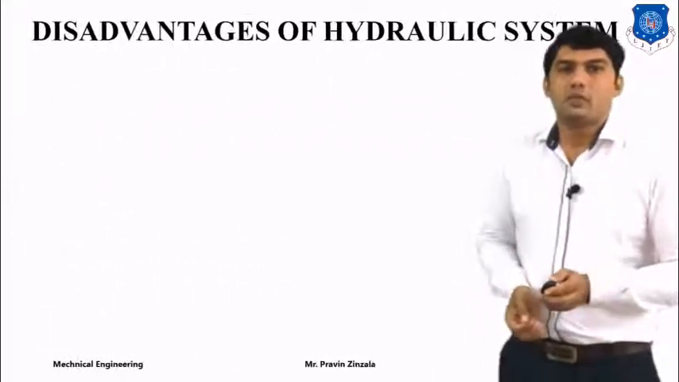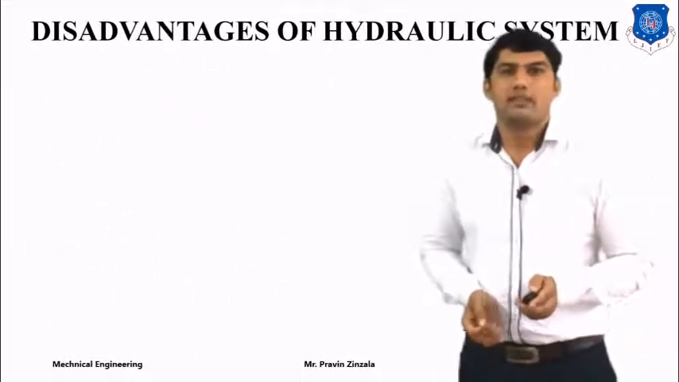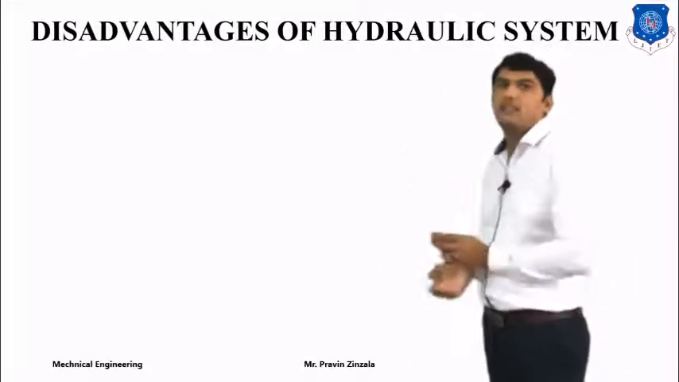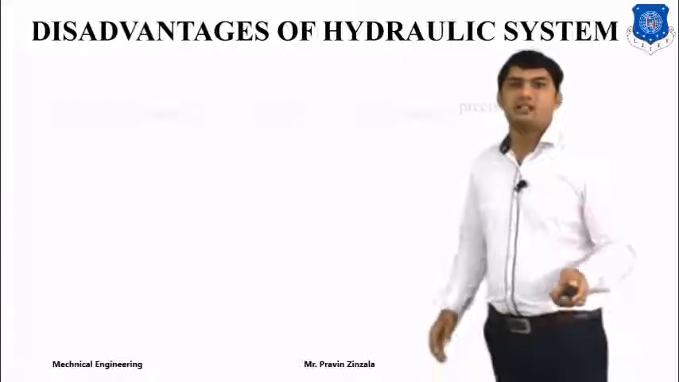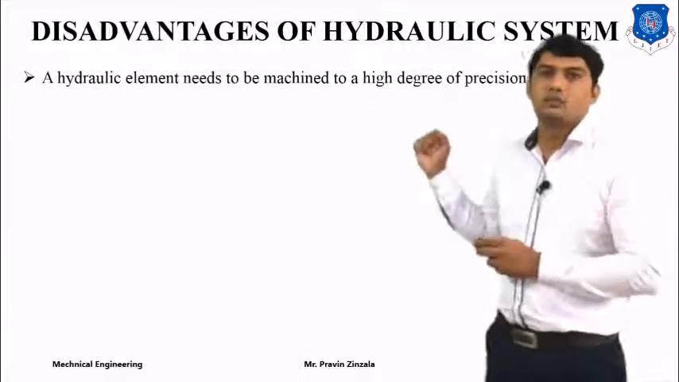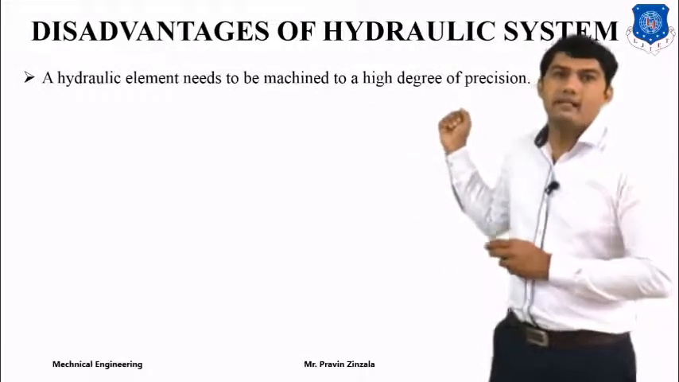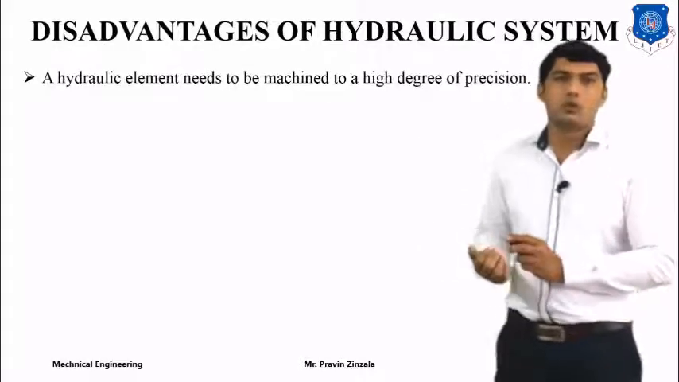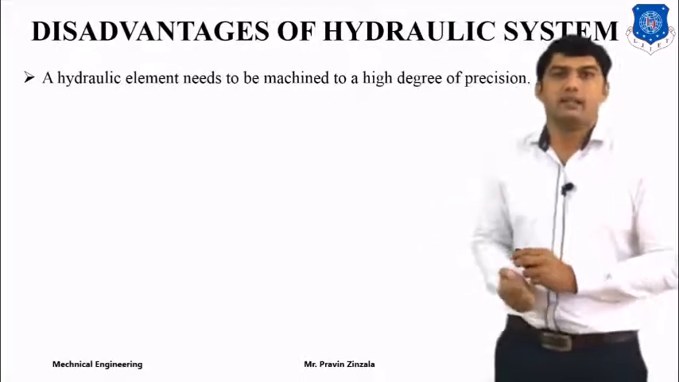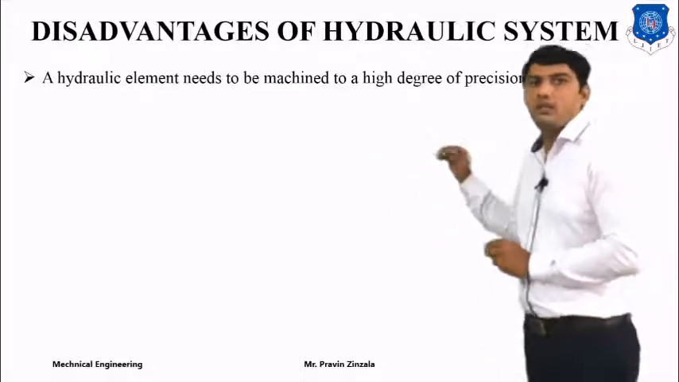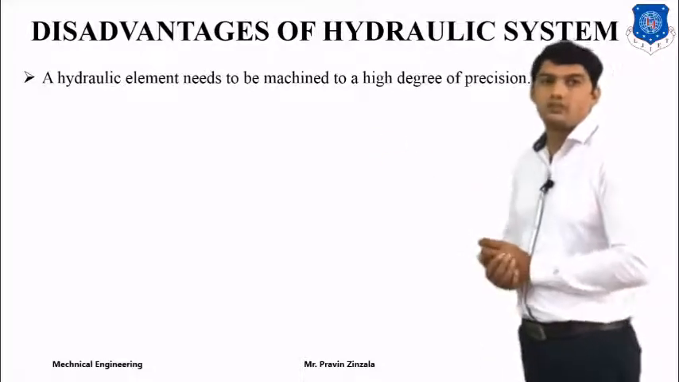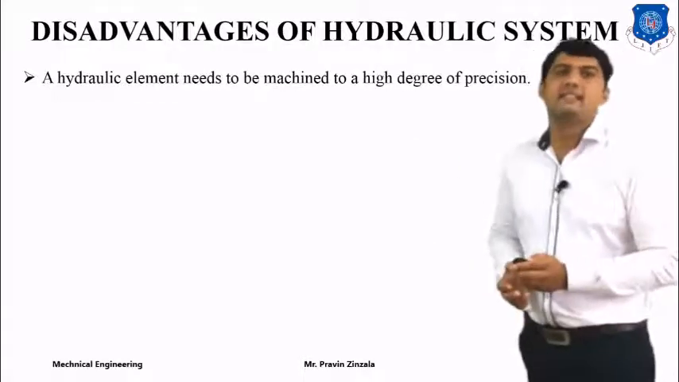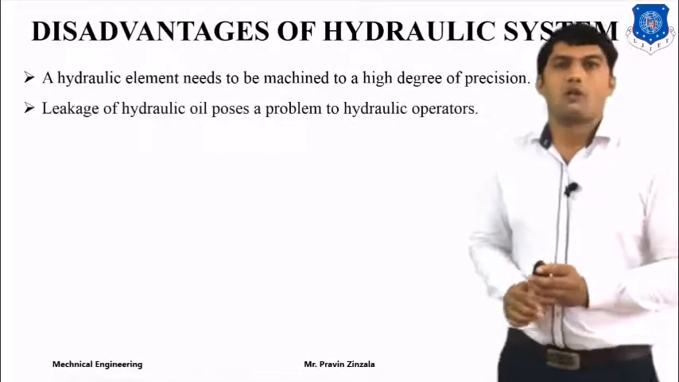Now we will discuss the disadvantages of a hydraulic system. Any system has advantages, but it also has some disadvantages. The first disadvantage of a hydraulic system is that we have to maintain a high degree of precision, because the hydraulic system is used for heavy loading capacity. If there is some delay, we cannot get proper or precise output. So we also have to maintain a high degree of precision for proper operation.